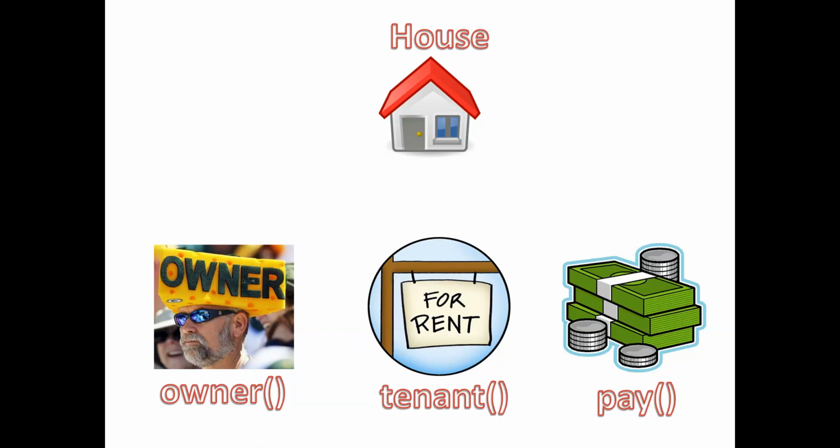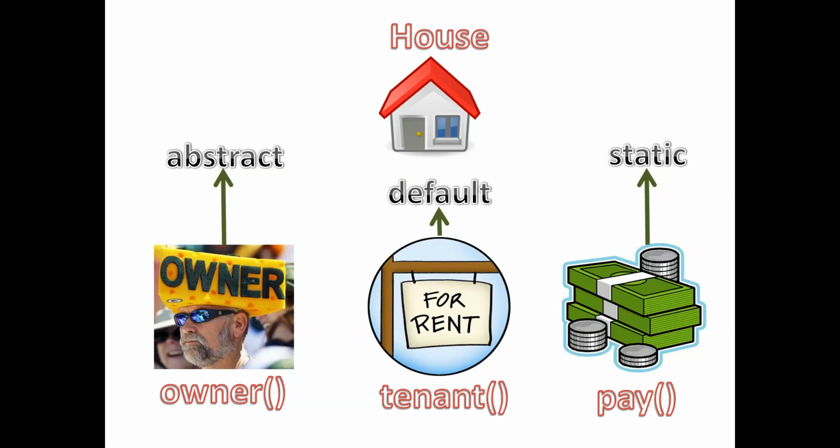Okay, so what are all these? Home is an interface, right? My owner is going to be my abstract method. It can be overridden. And my tenant is a default method. The tenant can change each and every time, right? So you can modify it or provide a different implementation for that. And there's another thing called payment. It's a static method. Whether the tenants change or the owners change, the payment has to be done. If it is an owner, you have to pay for the house when you get a new house. If it is a tenant, you have to pay monthly rent.